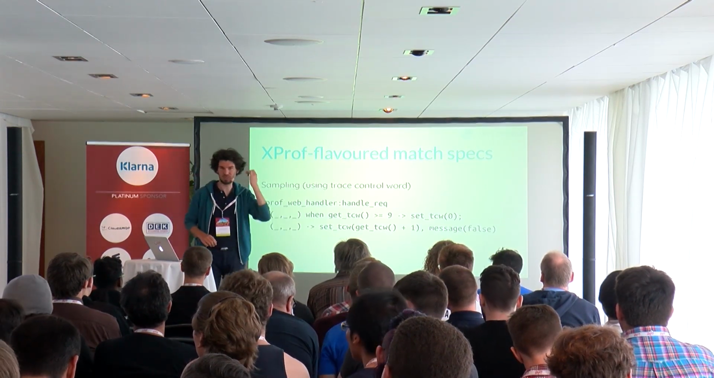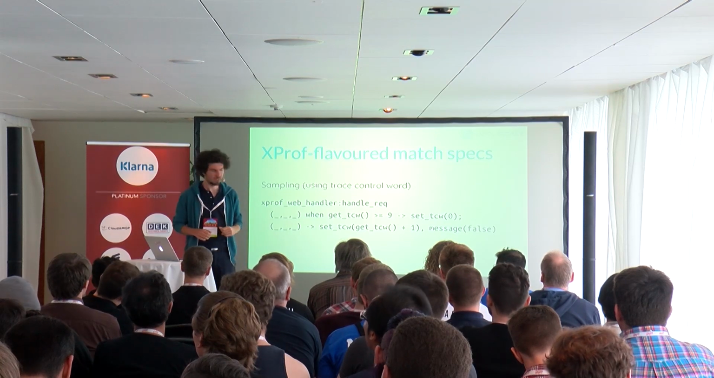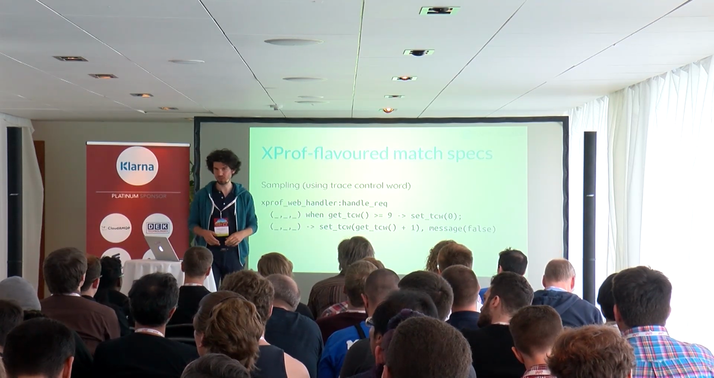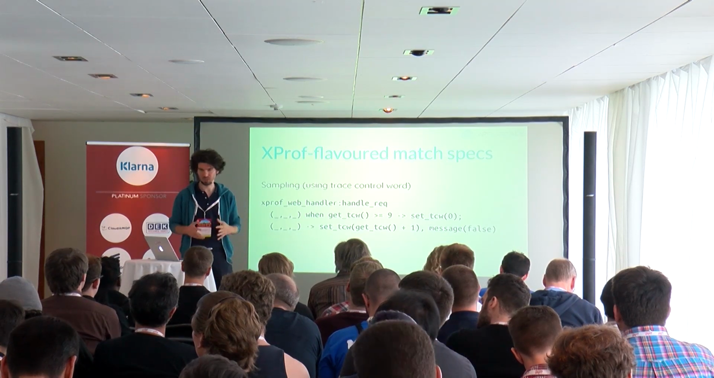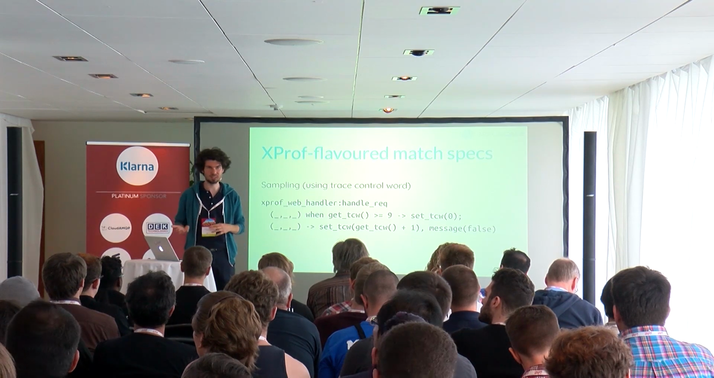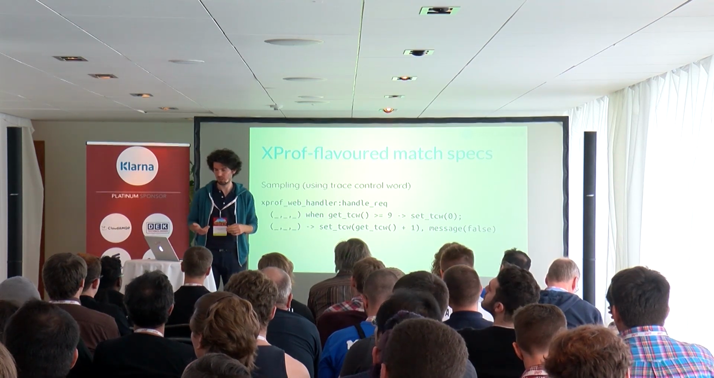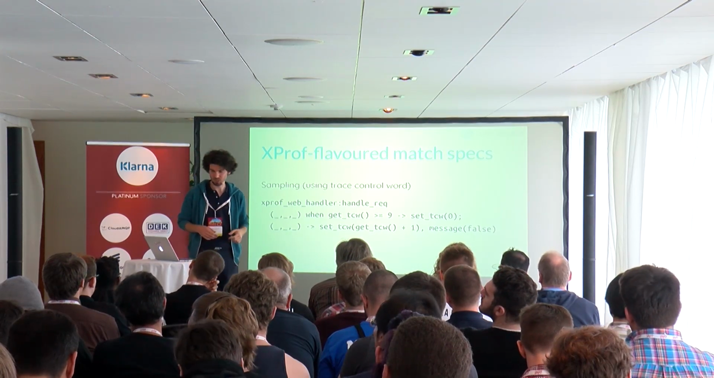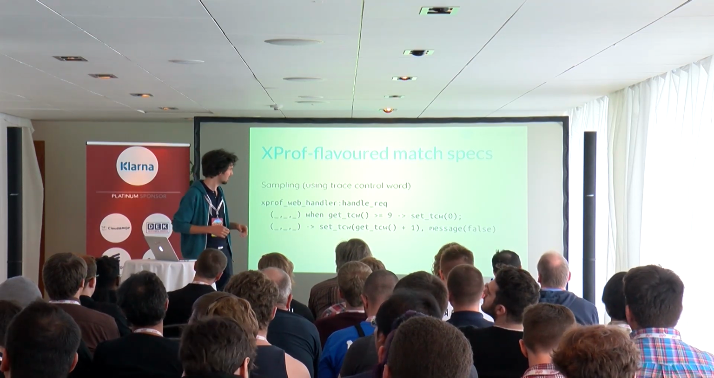And then to go even more complicated, there is a bit of sampling implemented with something called the trace control word. Trace control word is a global integer in the VM, which can be read and set both from the match specification and also from the Erlang world. So here, let's see what happens exactly.